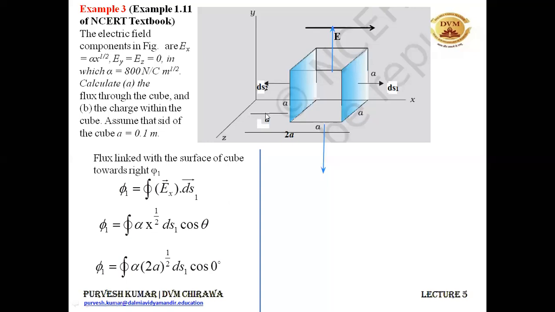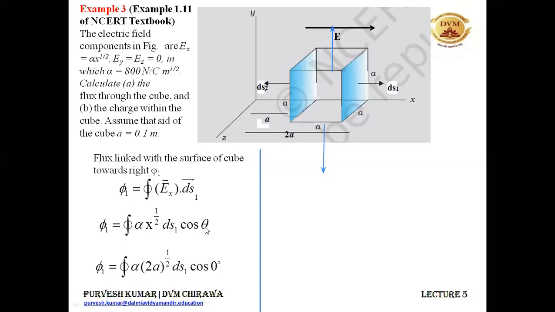Earlier in place of x, we have written a, because the distance of the surface was a, but now the distance of the surface is 2a. So in place of this x, I should be writing 2a, because the distance of this surface from our origin is 2a. All right. So that's what I have written.